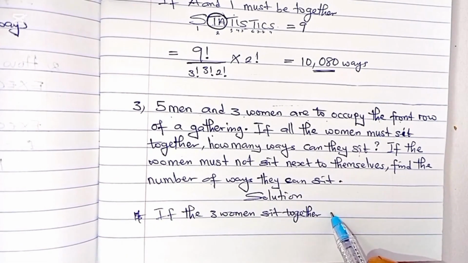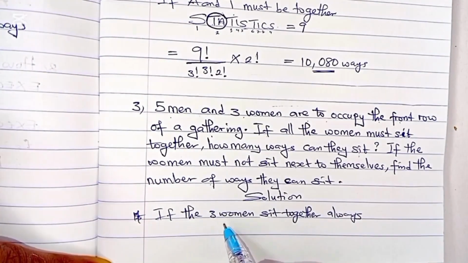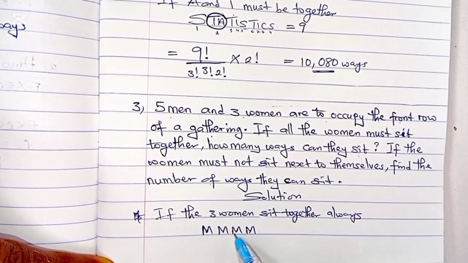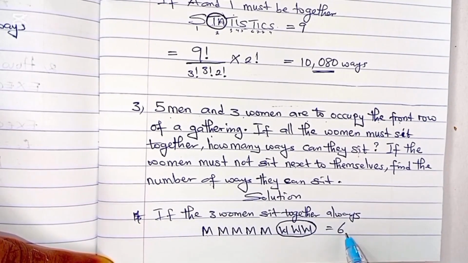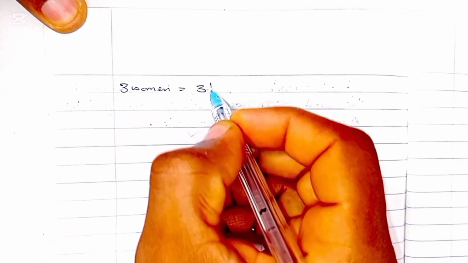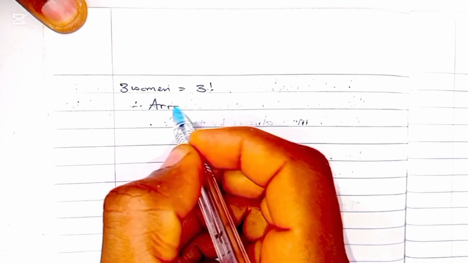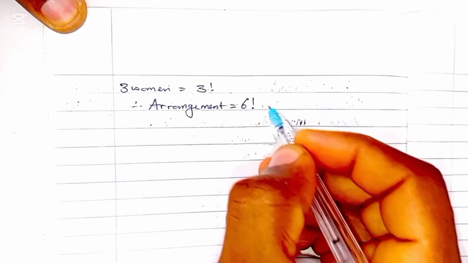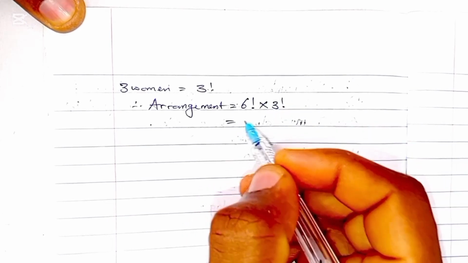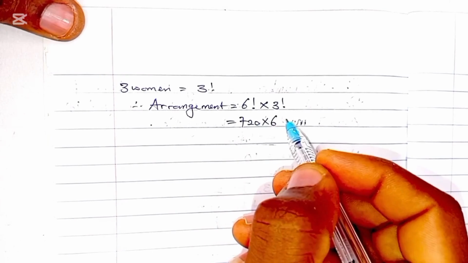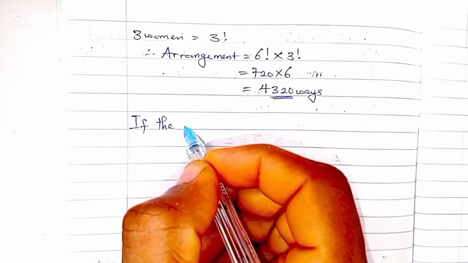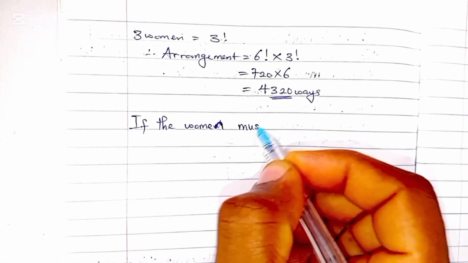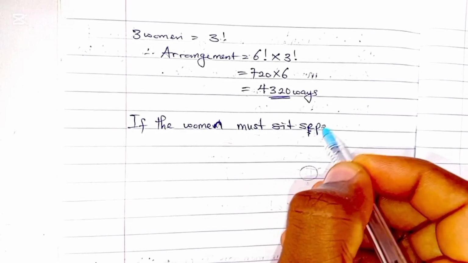Of course, like the previous one we've done, we are going to consider the women as one entity. Thereby, we are going to have 5 men, and the women making one entity becomes 1, hence giving us 6 people. The women considered as 1 will be arranged in 3 factorial ways, so the entire arrangement becomes 6 factorial multiplied by 3 factorial. In the end, we are going to get 720 times 6, which gives us 4,320 ways.